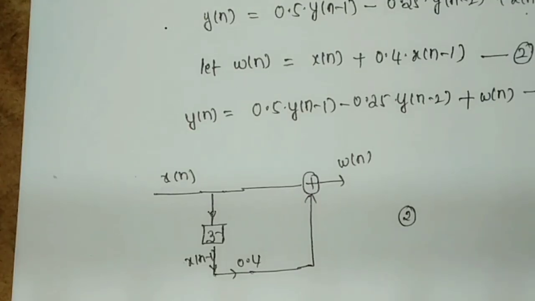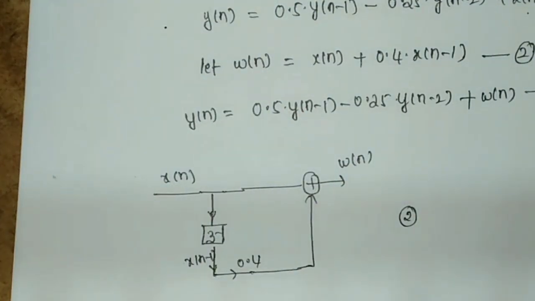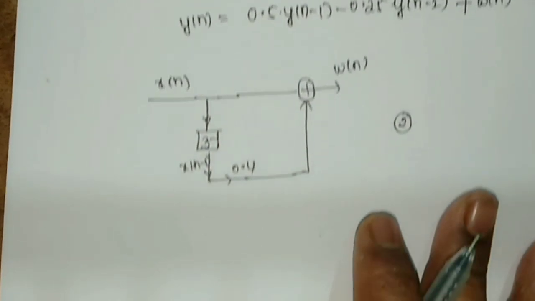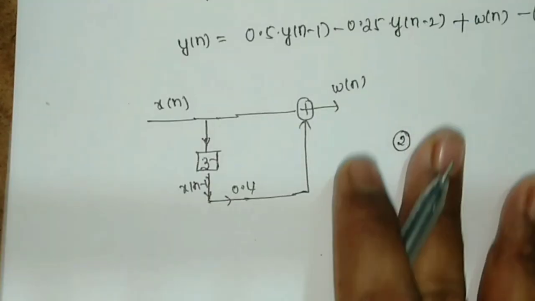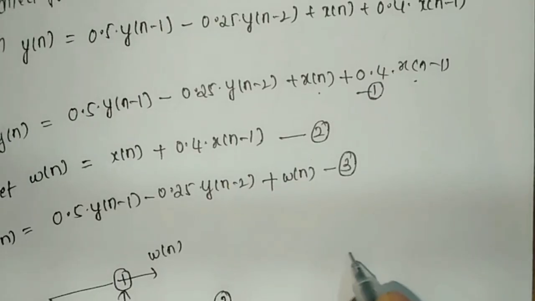Now I am implementing equation number 3. Equation number 3 is implemented in the feedback mode. Feedback mode means you have to apply reverse mode. So here only I am drawing it side by side. See here, y of n you are taking here, and in this part two delay elements are there.